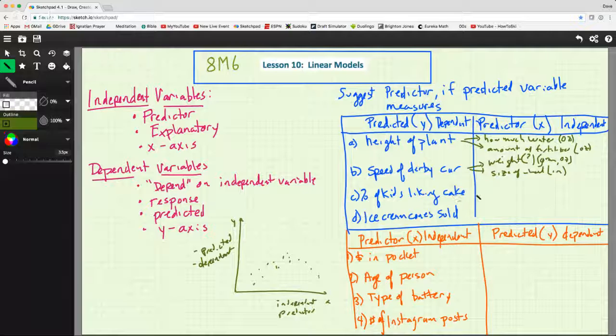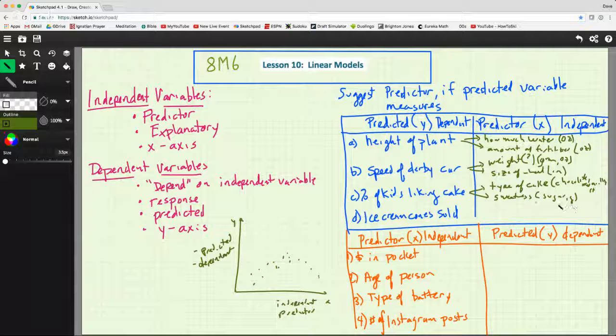Okay, percent of kids liking cake. Well, I might say, what type of cake? It might be chocolate, vanilla, strawberry. So just a type of cake. What else might they like? Is it the sweetness? I mean, I don't know, I'm making this up. How much sugar in grams goes into the cake?